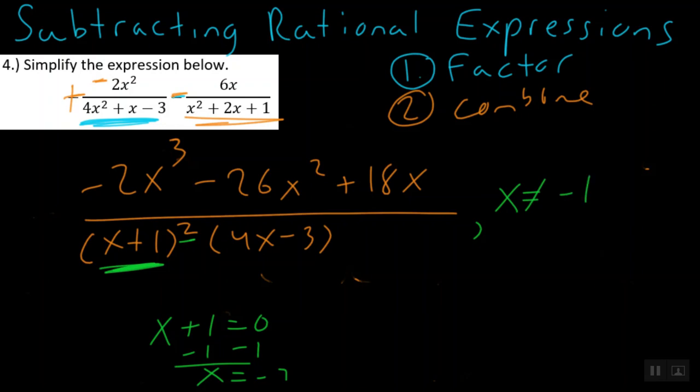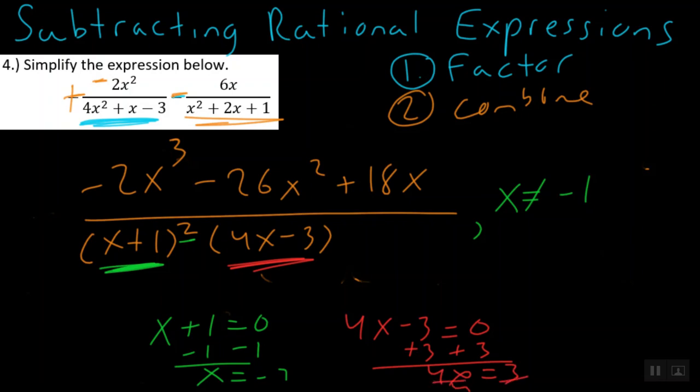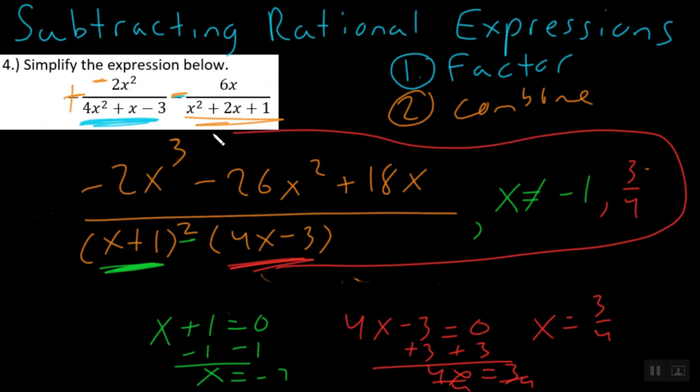Let's use our red. We have this 4x minus 3. We set 4x minus 3 equal to 0, plus 3, plus 3. We have 4x is equal to 3, and we divide both sides by 4, and we get x cannot equal 3 over 4. And that is how you do that. It's not that bad.